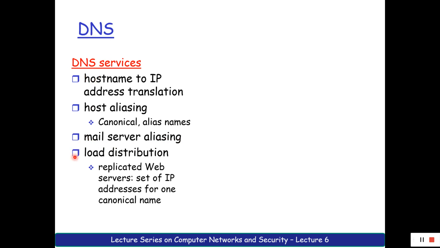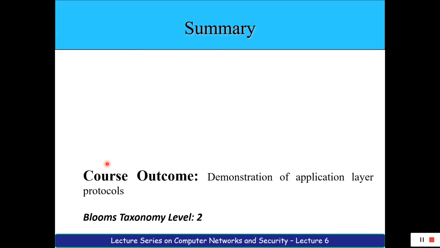There is one more service that DNS provides, and that is called load distribution. Whatever replicated web servers are there, if you have a set of IP addresses for more than one canonical name, that can be maintained by your DNS services. So these are the kinds of services that DNS is going to provide.